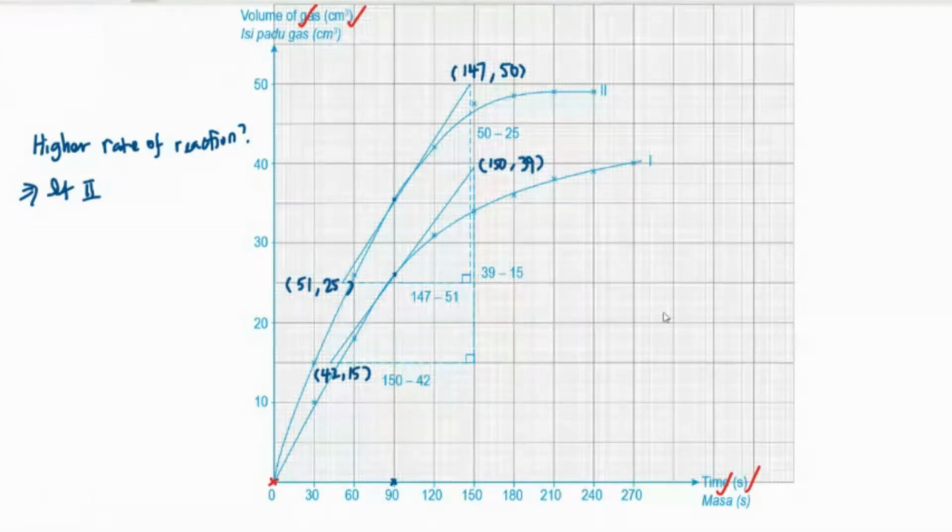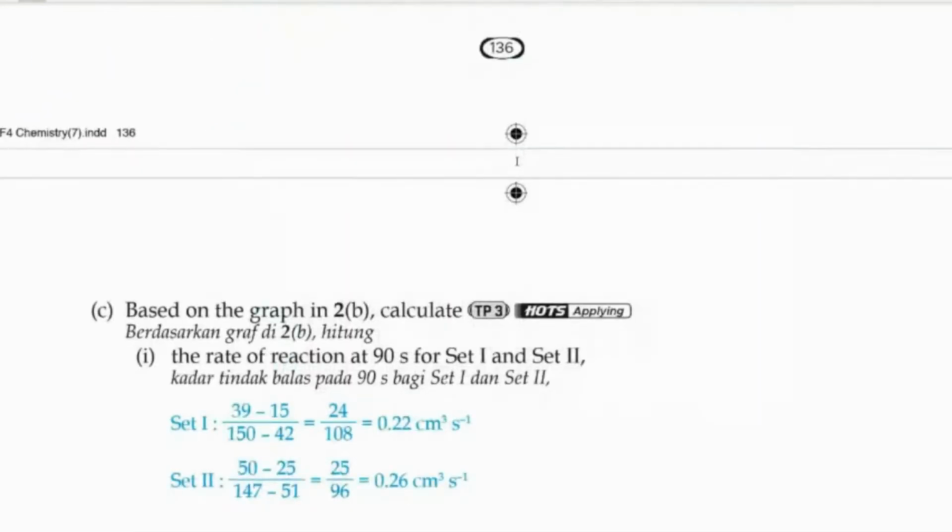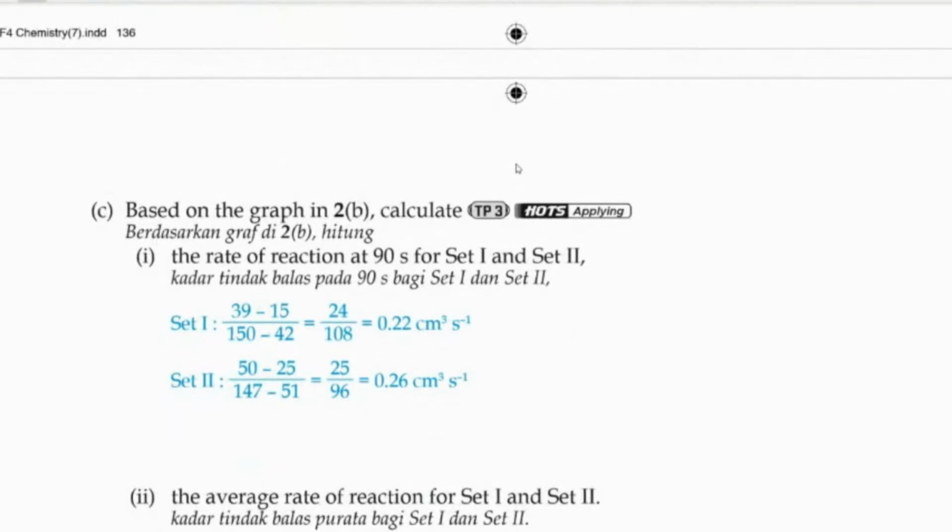So you list out the coordinates. Your coordinates may be different from this one, so you can use your own. Then we can calculate the rate of reaction for set 1: the volume divided by time. Set 1 is 0.22 cubic centimeter per second, plus minus 0.1, meaning your answer is accepted from 0.12 to 0.32 cubic centimeter per second. For set 2, 0.26, that will be 0.16 to 0.36 cubic centimeter per second.